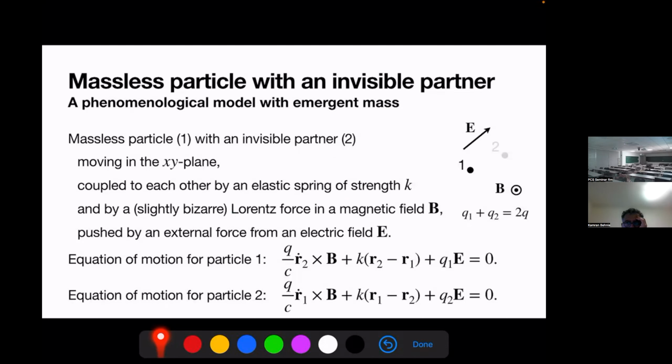Okay, so back to our model. It turns out that this model has exactly the same dynamics as the dynamics of a magnetic bubble, which we investigated previously and concluded that it was massive for certain types of forces. And the equations of motion are like this. The equation of motion for the visible partner is this, and for the invisible one, it's that.